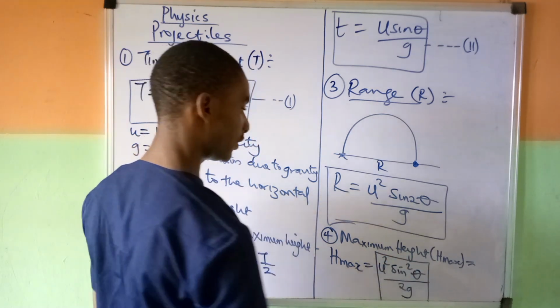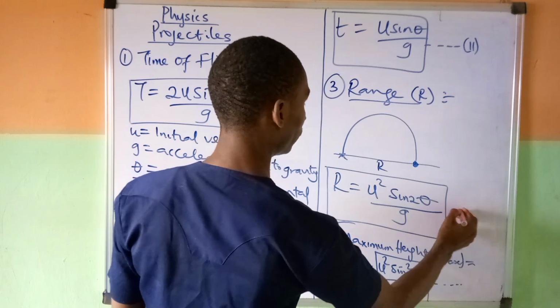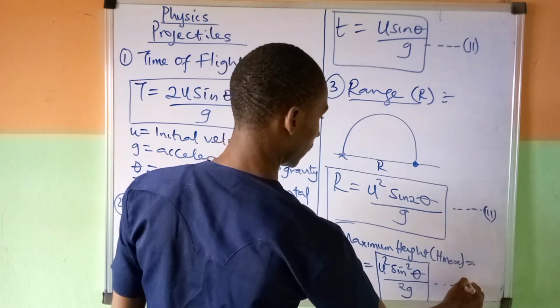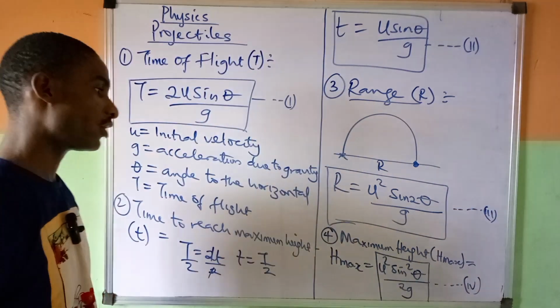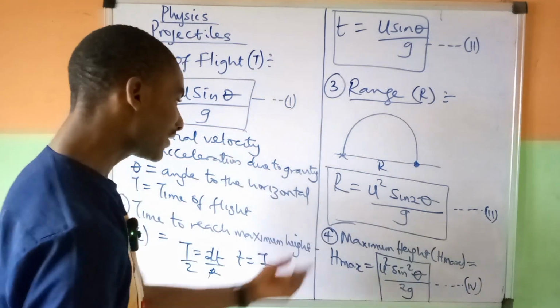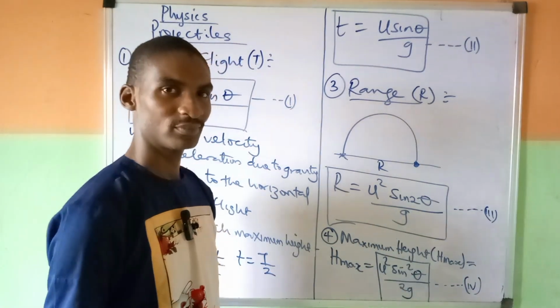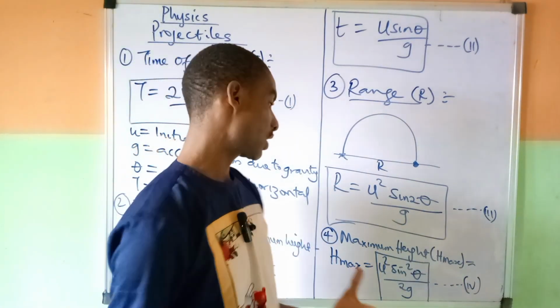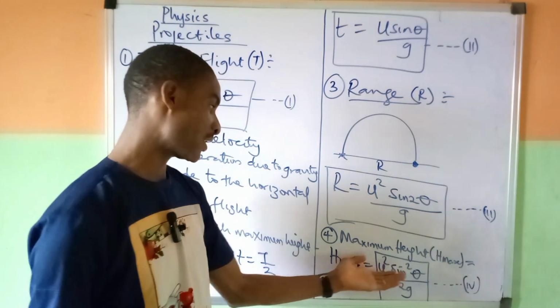U squared sine squared theta over 2g. This is equation 3 and this is equation 4. So these are the 4 equations. Now if you look at this, the maximum height, I told you I was going to give you a short tip to easily remember this.